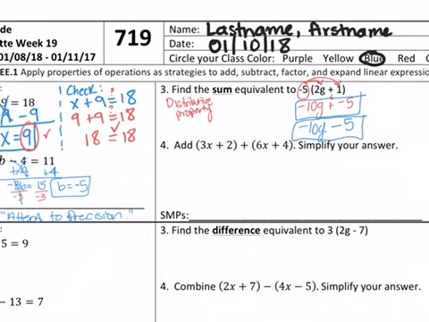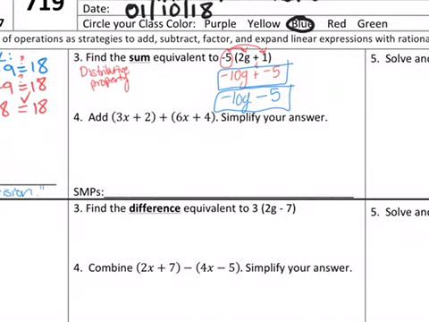Okay, number 4. It says add 3x plus 2 plus 6x plus 4. So there is addition between these expressions. So I do not have to distribute. I mean, I can, but nothing changes. What's a +1 times 6x? 6x. What's a positive 1 times 4 plus 4? Do you see how 6x plus 4 doesn't change?